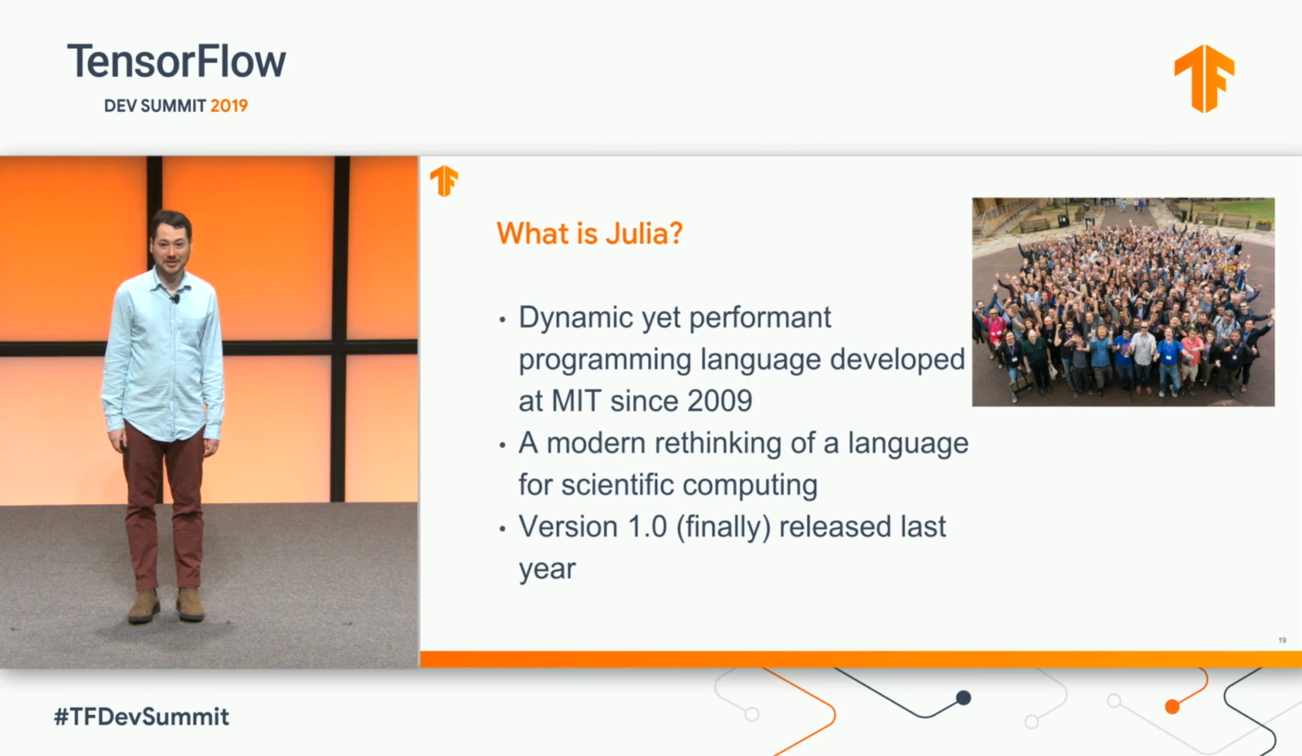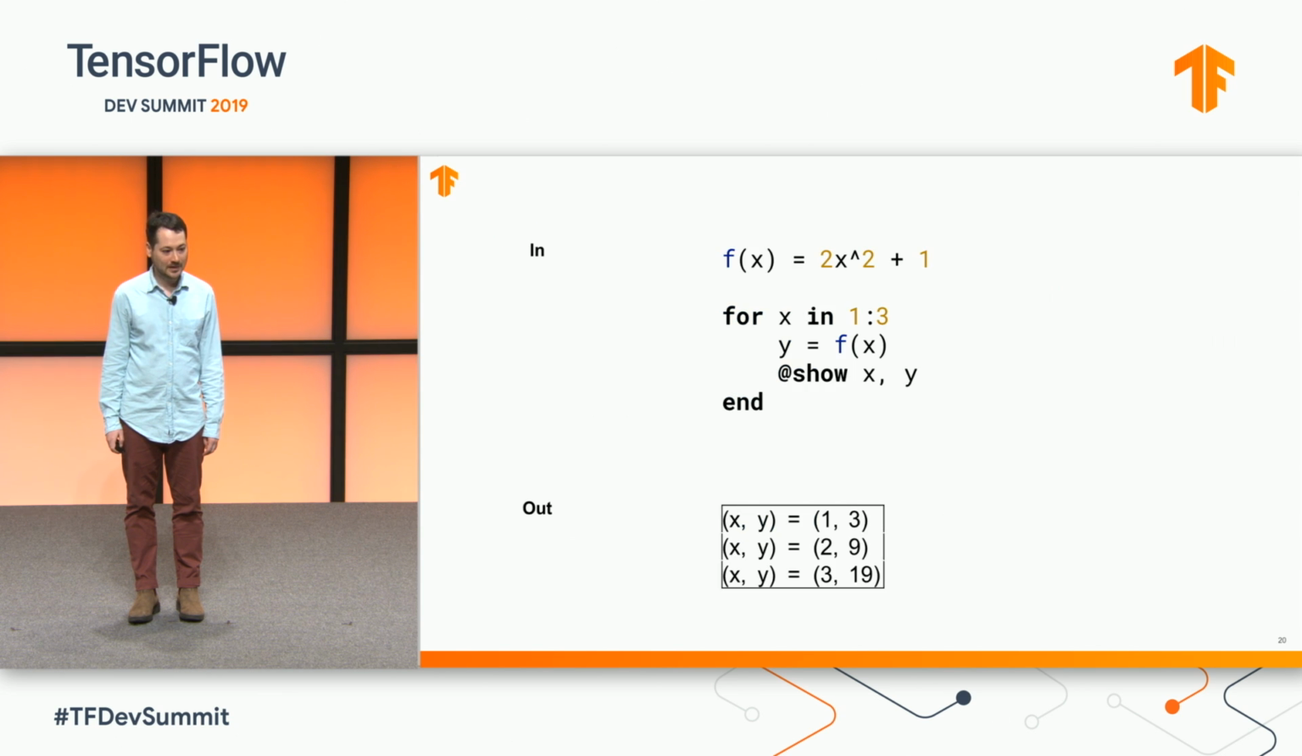So what is Julia? Some of you probably never heard of it. It's a really dynamic yet performant programming language developed at MIT since around 10 years ago. It's a fresh rethinking of what a scientific programming language can be like, and version 1.0 was finally released last year to this cheering audience from JuliaCon. So I'm going to give you a whirlwind tour of what Julia is and then talk to you about TensorFlow.jl.